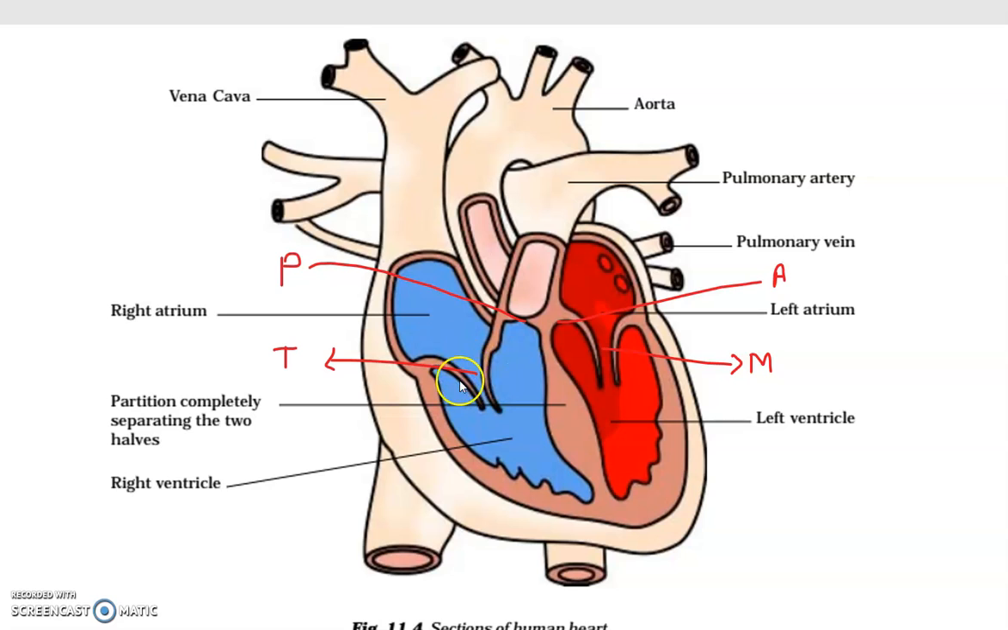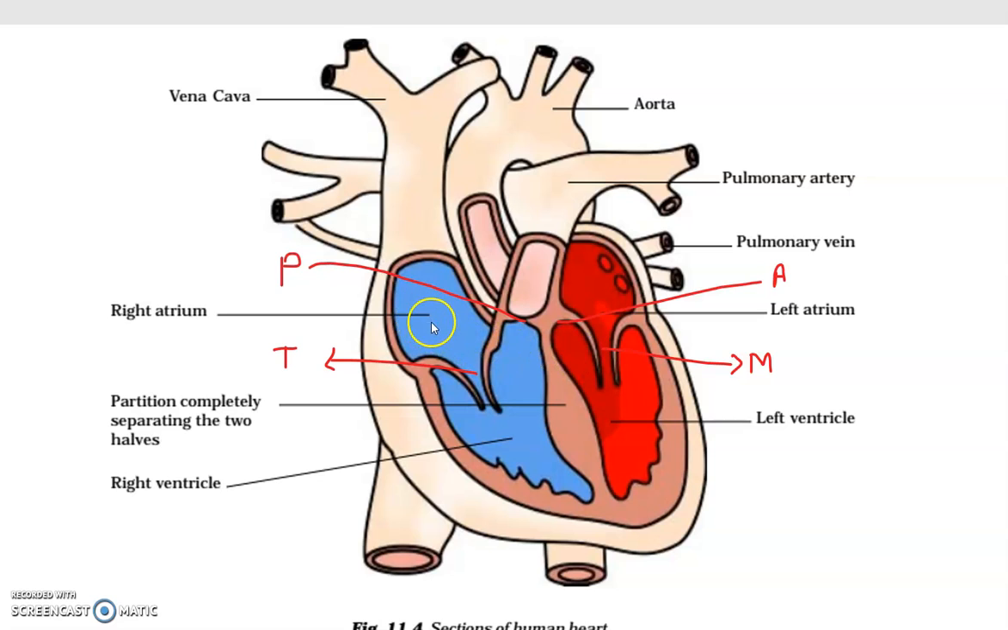The diagram is not exactly clear because this is your lower standard, and you're going to study valves in your higher standard. So I'm just giving you some extra information. So this is your tricuspid valve and this is your mitral valve.